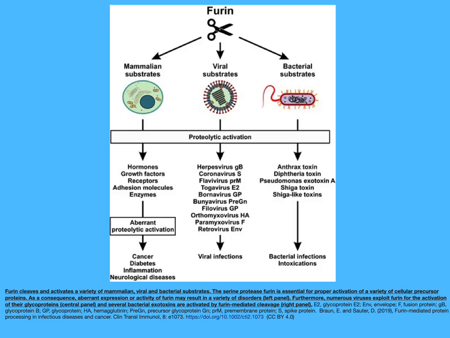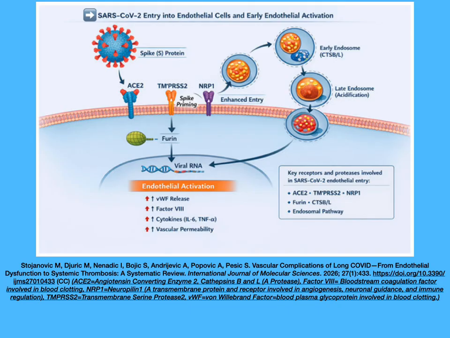Left panel. Furthermore, numerous viruses exploit furin for the activation of the glycoproteins, central panel, and several bacterial exotoxins are activated by furin-mediated cleavage, right panel. SARS-CoV-2 entry into endothelial cells and early endothelial activation.